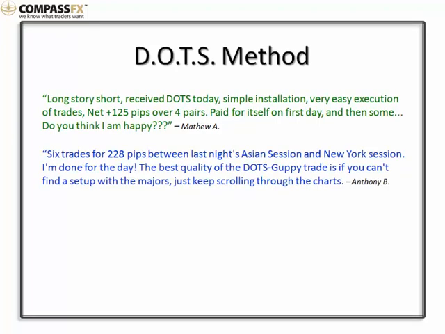6 trades for 228 pips between last night's Asian session and New York session. I'm done for the day. The best quality of the DOTS Guppy trade is if you can't find a setup with the majors, just keep scrolling through the charts. From Anthony.